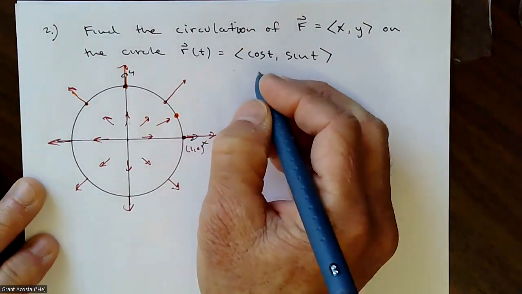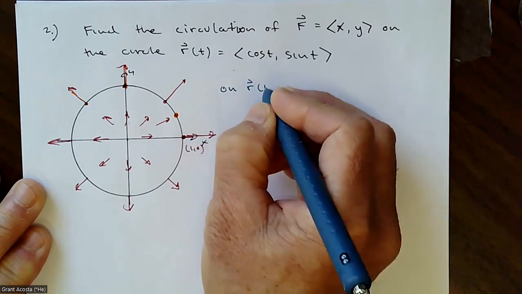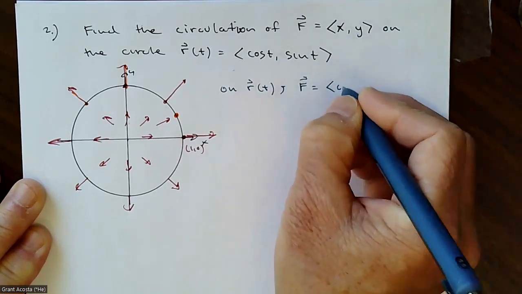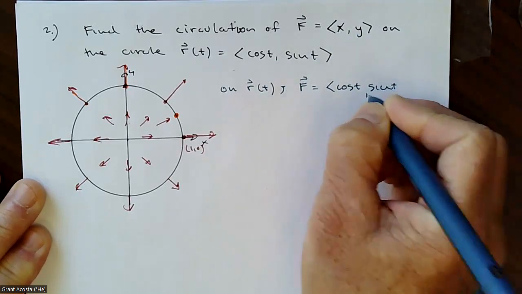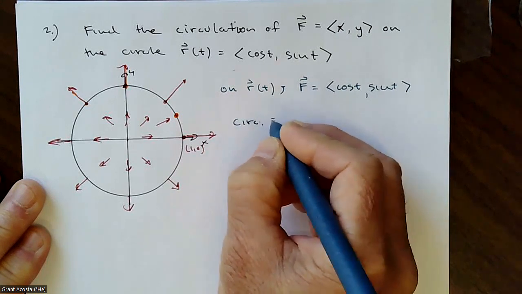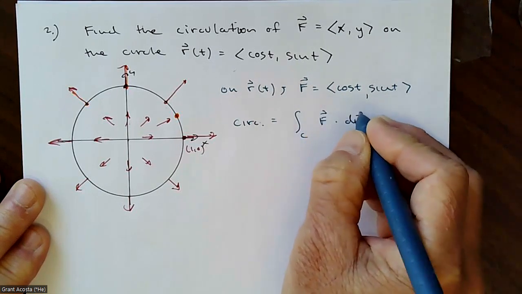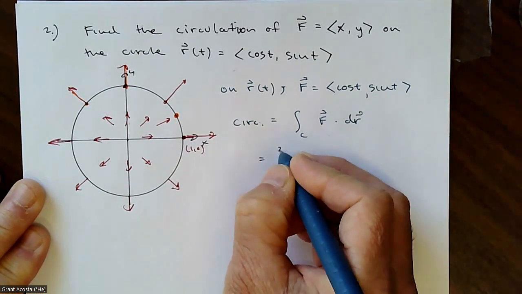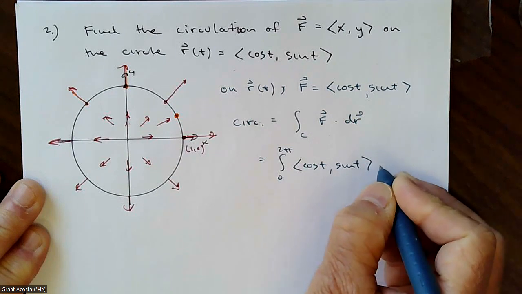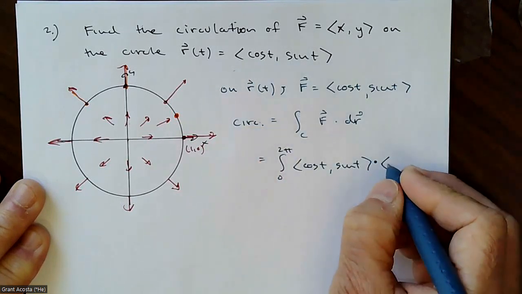So let's confirm that. On r of t, my field would be, it's xy, so it's just going to be cosine t, sine t. And my circulation is the line integral around my curve of F dotted with dr. So we'd once again go from 0 to 2 pi. And I would dot cosine t, sine t, that's my F, with dr, which is negative sine t, positive cosine t.